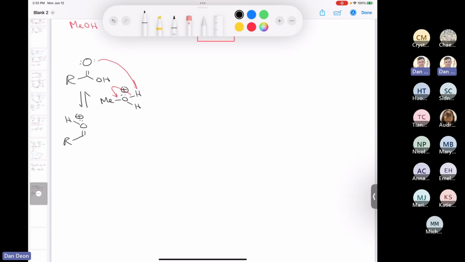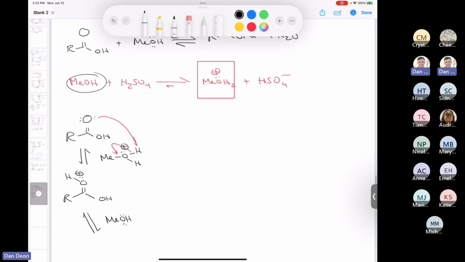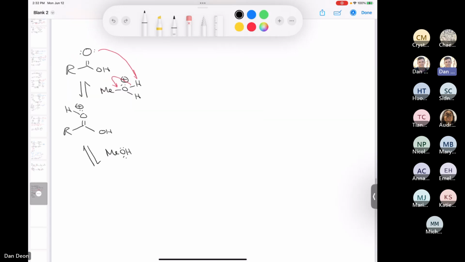Now you've got a powerful electrophile, don't you? So in the next step, our methanol is going to come in and act as a nucleophile. We have a methanol molecule, and you've got an equilibrium between methanol and the protonated form, so you've got both species to work with. Now methanol comes in as a nucleophile, does a nucleophilic attack, and there we go.